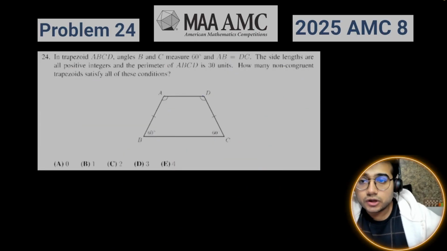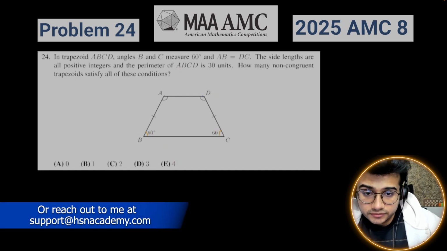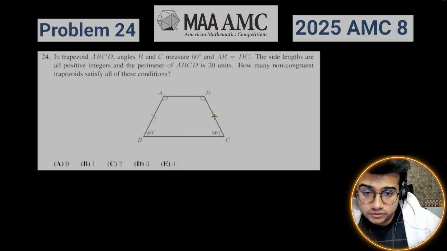Okay, so in this problem we have a trapezoid ABCD, and this is 60, that's also 60, and AB equals DC. So these two lengths are equal. That means it's an isosceles trapezoid. Then they're saying the perimeter is 30, so total outer boundary length is 30. They're asking how many trapezoids can satisfy this condition.